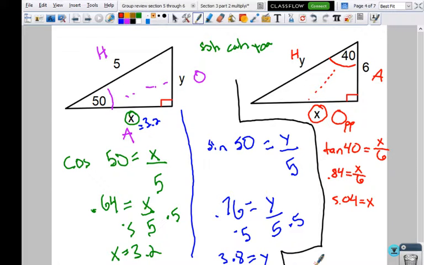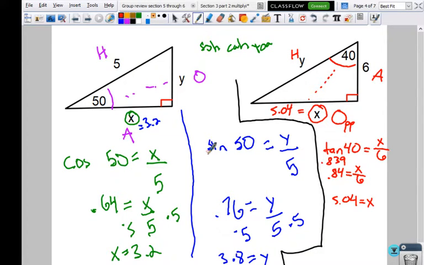Yeah, it means you rounded it differently, but you have to be careful because a lot of times in Smarter Balanced they'll tell you how many decimals to round to. So on this one, if it said round to the second decimal and you did 0.83, you would be wrong, because 0.839 rounds to 0.84. So be careful. And so that was x. We got 5.04.